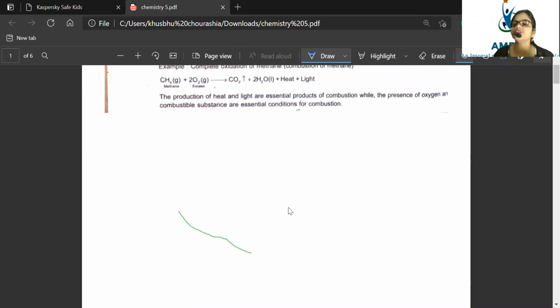Everything will burn in the presence of oxygen, and oxygen is present in air. Yes, an adequate amount of oxygen is required for burning. You have to note down one very important point in your notes: oxygen supports combustion, and for complete combustion, an adequate amount of oxygen must be there.